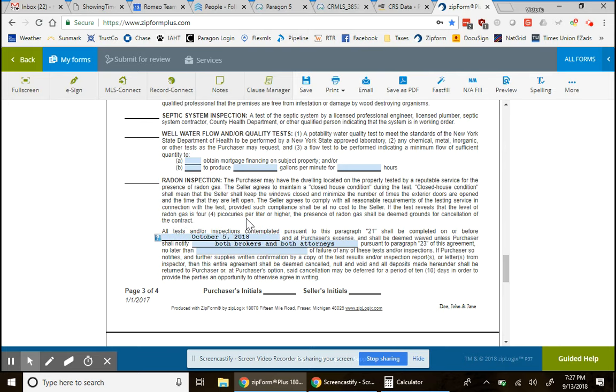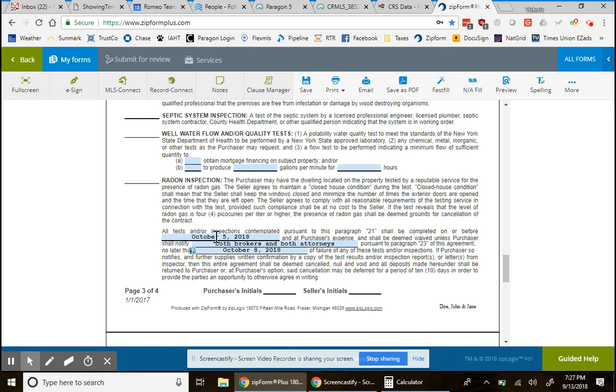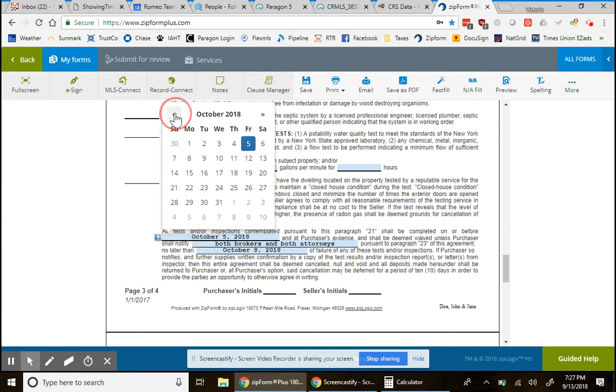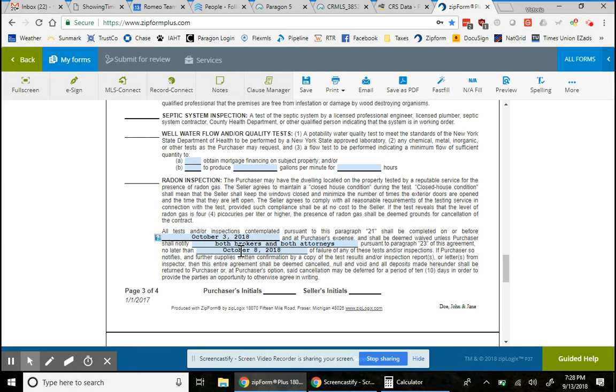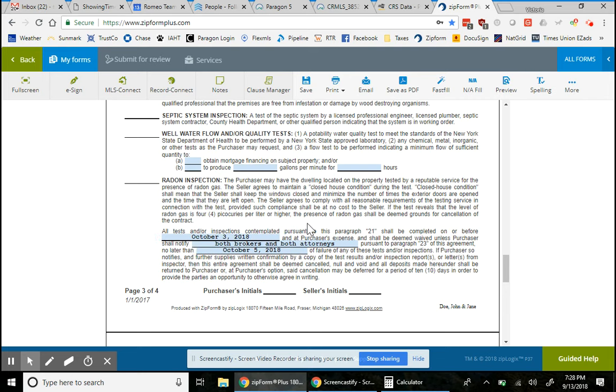I usually try and run them to a Friday, and then they're going to notify both brokers and both attorneys by the Monday of any major defects. In this scenario too, since attorney approval is on the 19th, you could always give them till the 3rd to run to a Wednesday, and we'll notify them by Friday of any majors.